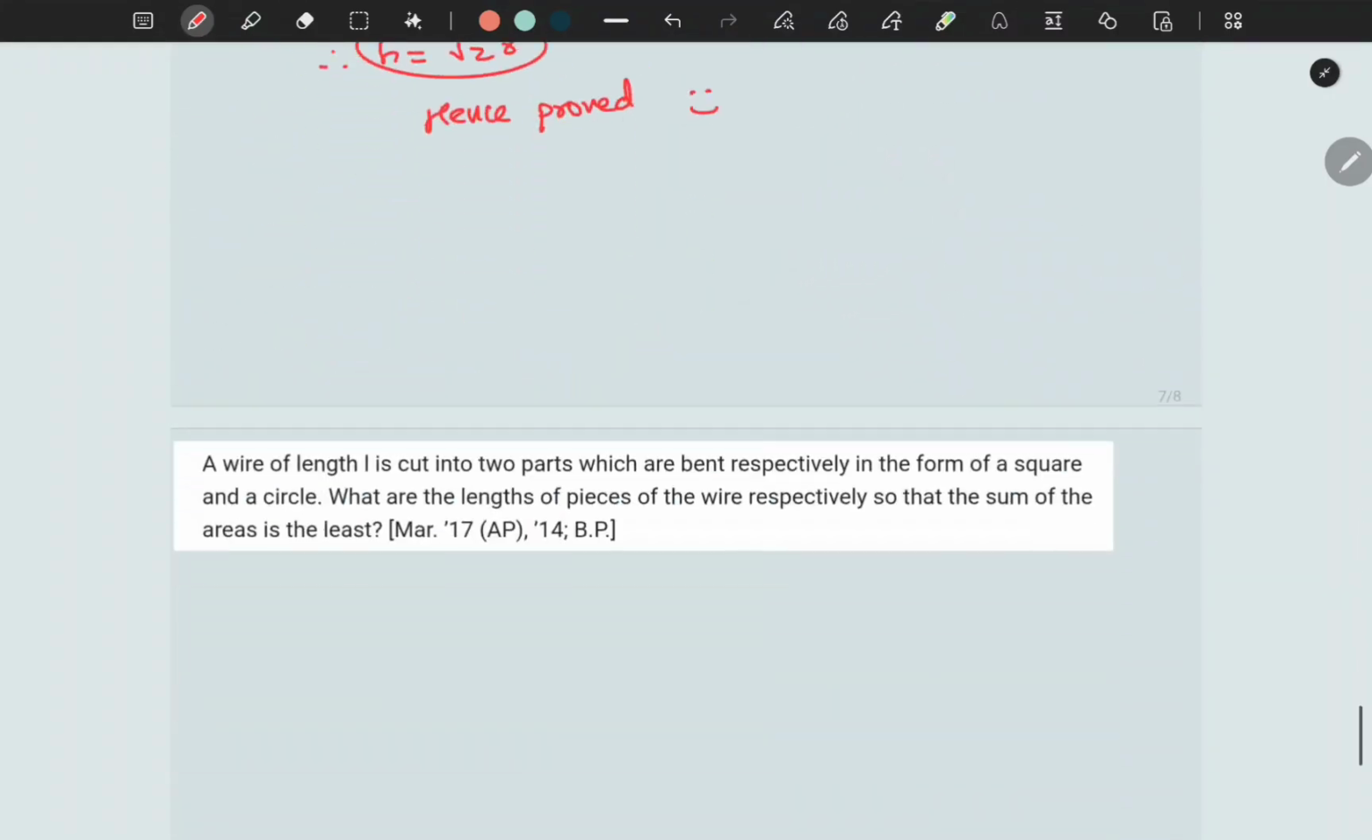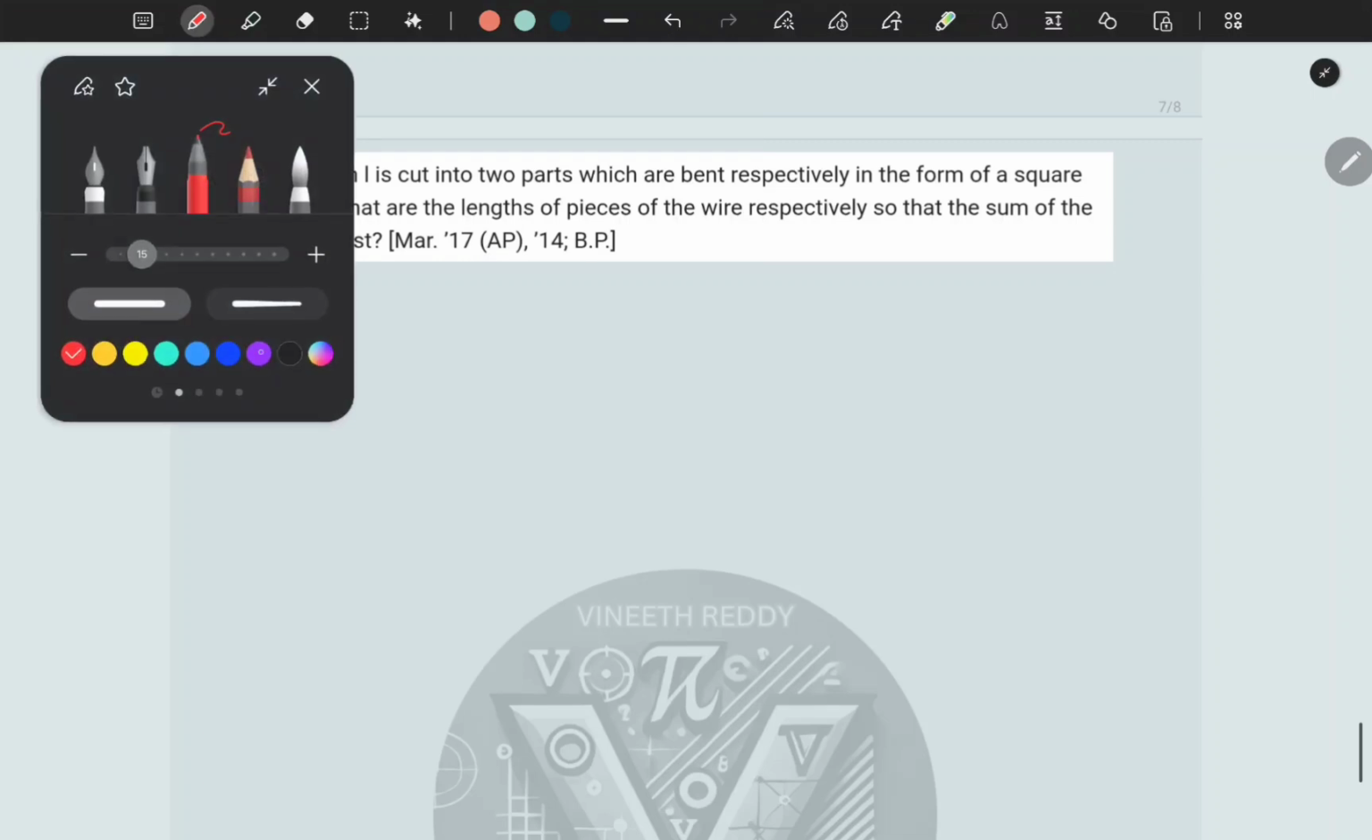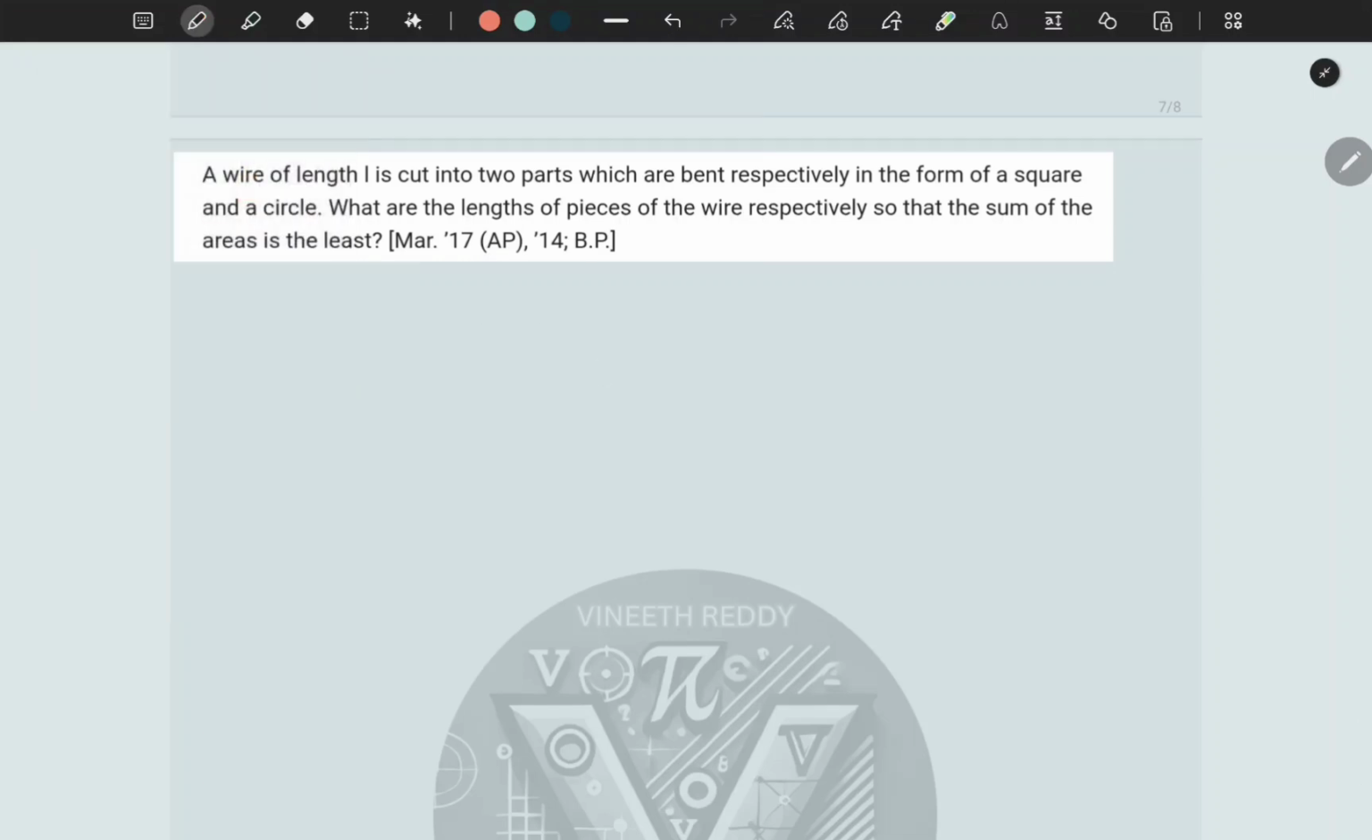Now let us go to the next question, the last question from this topic. It says, a wire of length L is cut into two parts which are bent respectively in the form of a square and a circle, right? So there is a wire of length L, which is cut into two parts, right? So let us say this length is x, then this length should be L minus x. I hope you understood this.